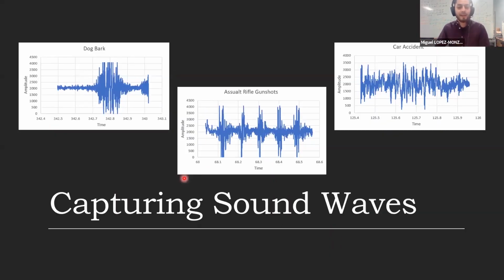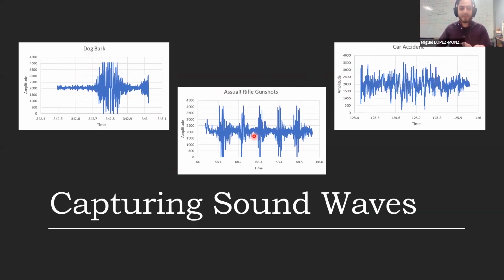We also added capturing sound waves to the project. Initially, that wasn't my intent, but since I finished early, I was able to add on things. So this is something else I added onto it. Up here, you see 3 sound waves that we captured: a dog bark, an assault rifle gunshot, so several gunshots, and then a car accident. That doesn't look like anything, but that's what it sounds like.